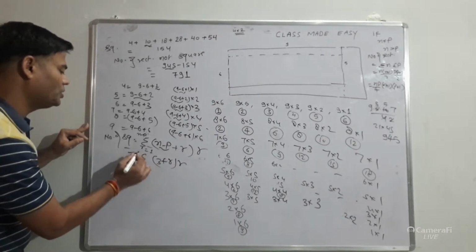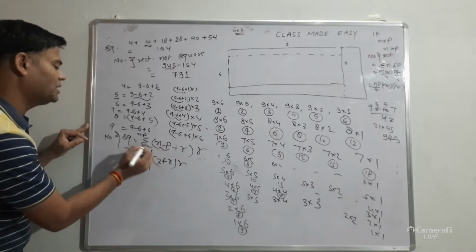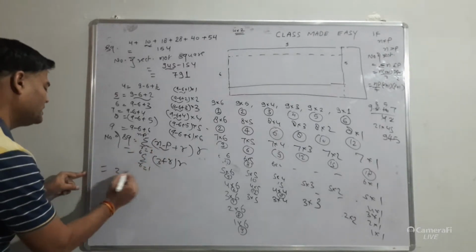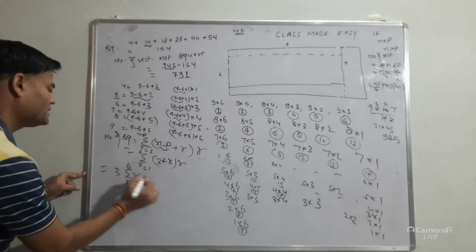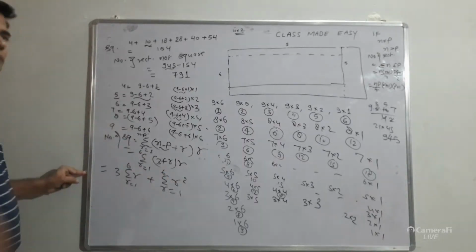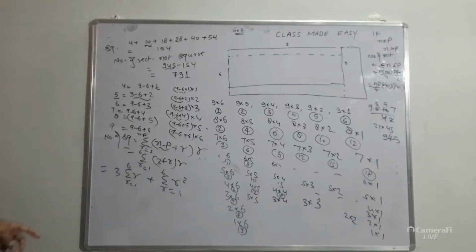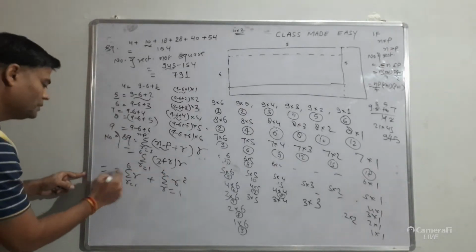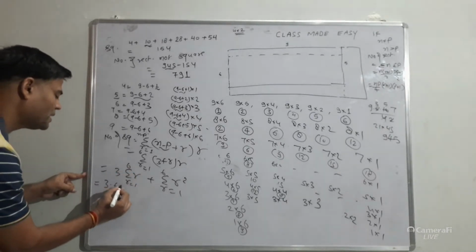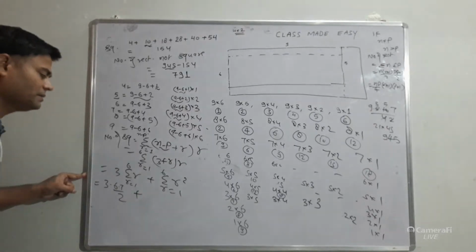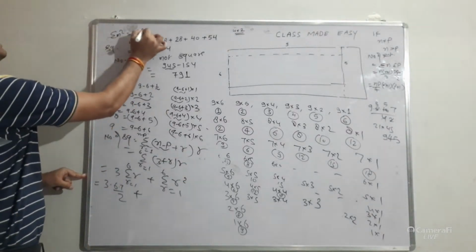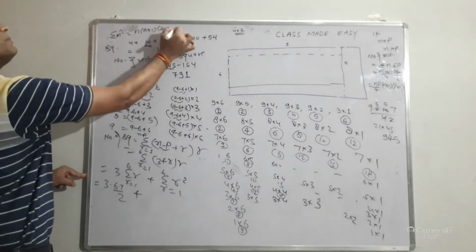Sigma r equal 1 to n minus p, you can write this formula with 6. So it is 3 sigma r, r from 1 to 6, plus sigma r square, r from 1 to 6. So now it is 3 times r plus 1 by 2, 6 plus 1 is 7 by 2, plus sigma n square. I am writing here sigma n square is n into n plus 1 into 2n plus 1 by 6.